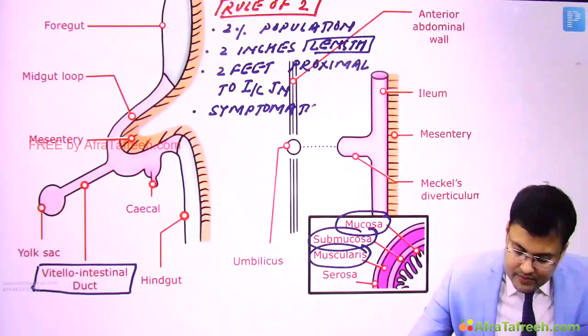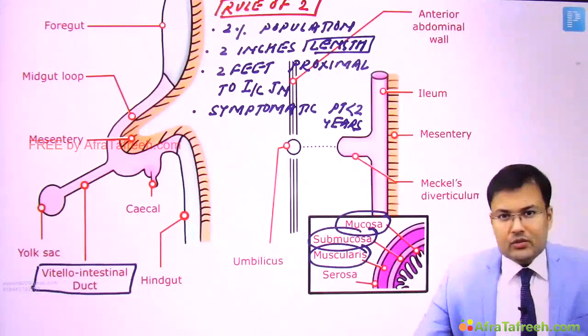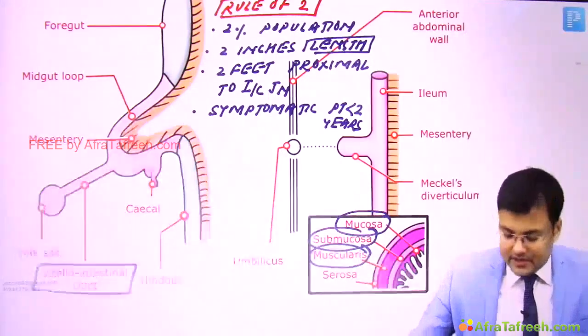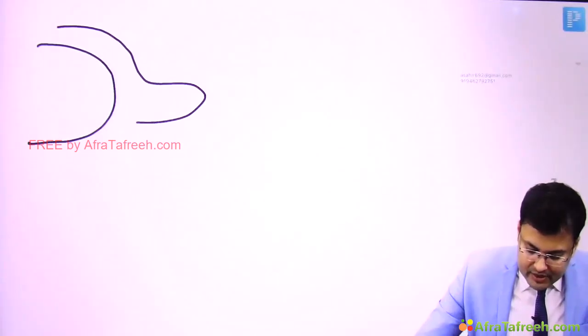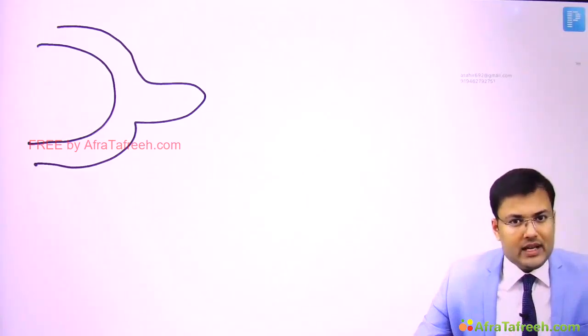Symptomatic patients are less than 2 years of age. Clear? Now see the pathophysiology so that you are going to understand the clinical features. So this is the bowel, and here there is Meckel's diverticulum. Clear? There is presence of ectopic mucosa also in Meckel's diverticulum.